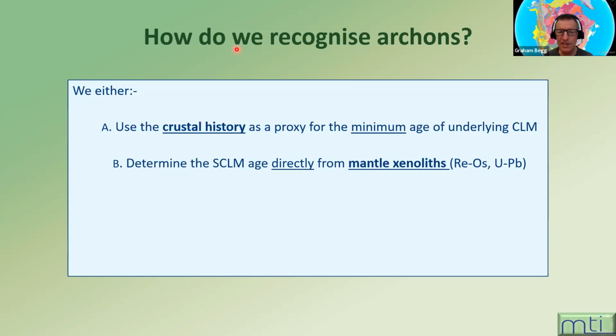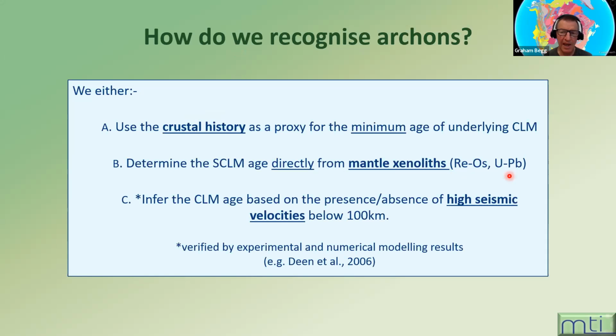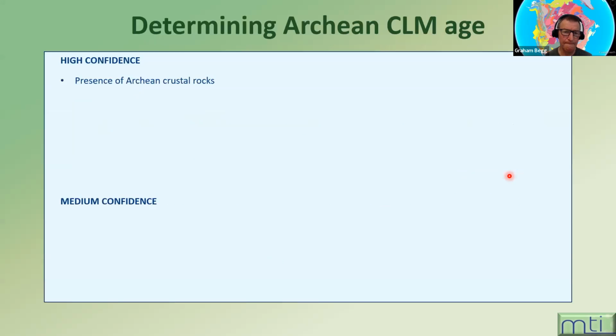We can also occasionally date the mantle roots directly from mantle xenoliths, if the xenoliths are good enough, using isotopes. And we can infer the age using velocity data, which we've benchmarked. So we'll talk a bit about that shortly. So in more detail, a list of some of the criteria we would use. Obviously, if you've got Archean crustal rocks, then you've got Archean mantle underneath.